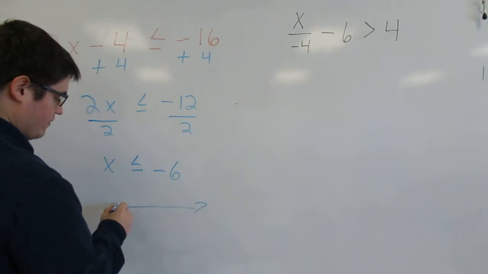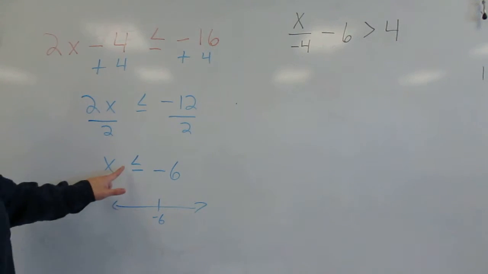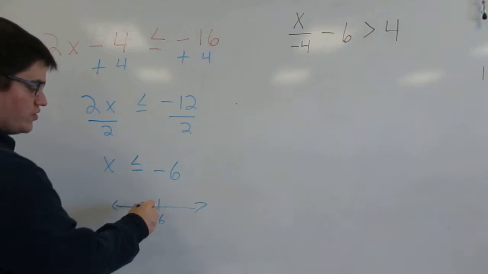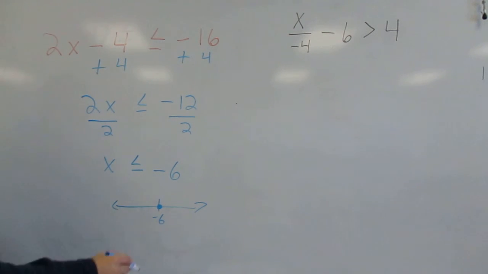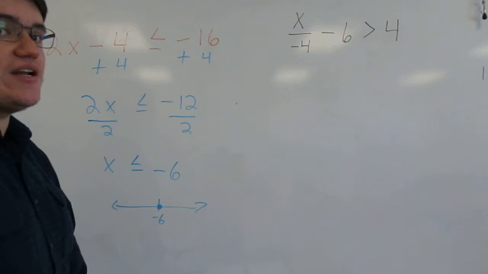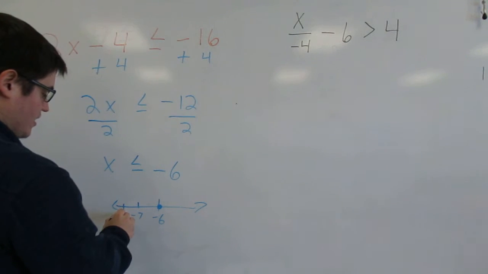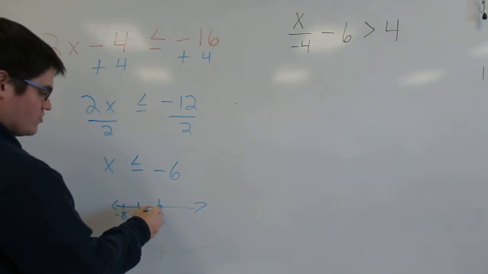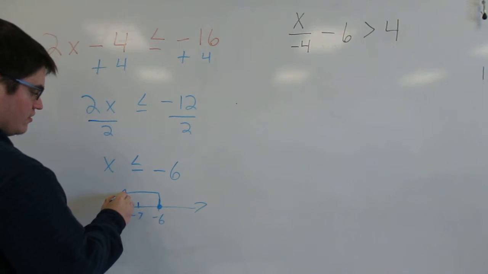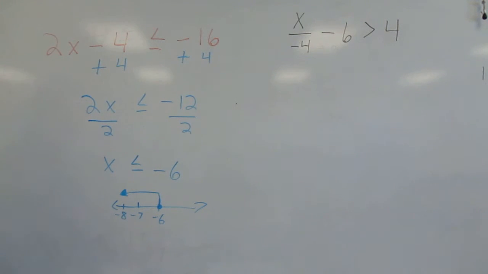So here's a graph. We'll put -6 here. We're saying our x values have to be less than or equal to. Well, since it's equal to, we have a shaded dot. And we're looking for the numbers that are less than -6. Well, the ones that are less than -6 are -7, -8, -9, all the way. So we're going to want the numbers that are less than -6, or the arrow goes up.